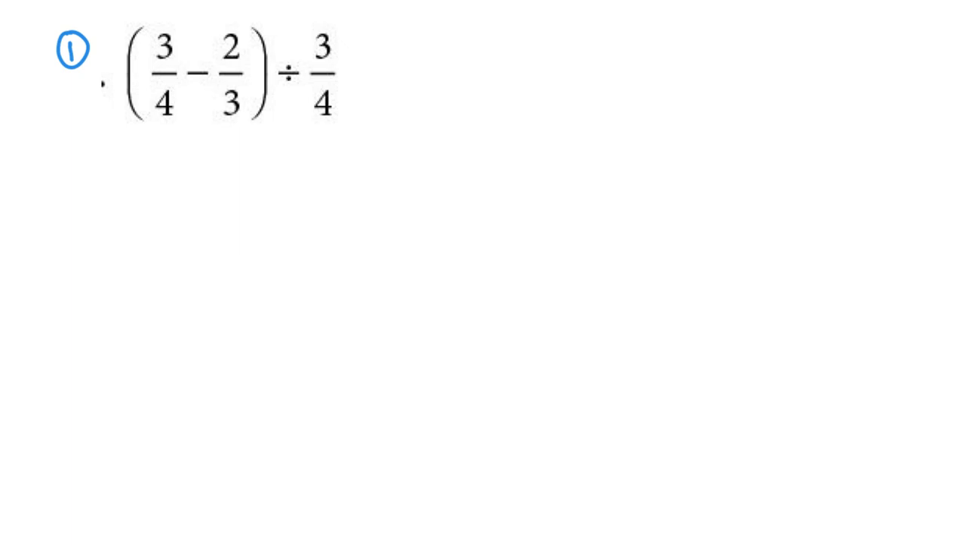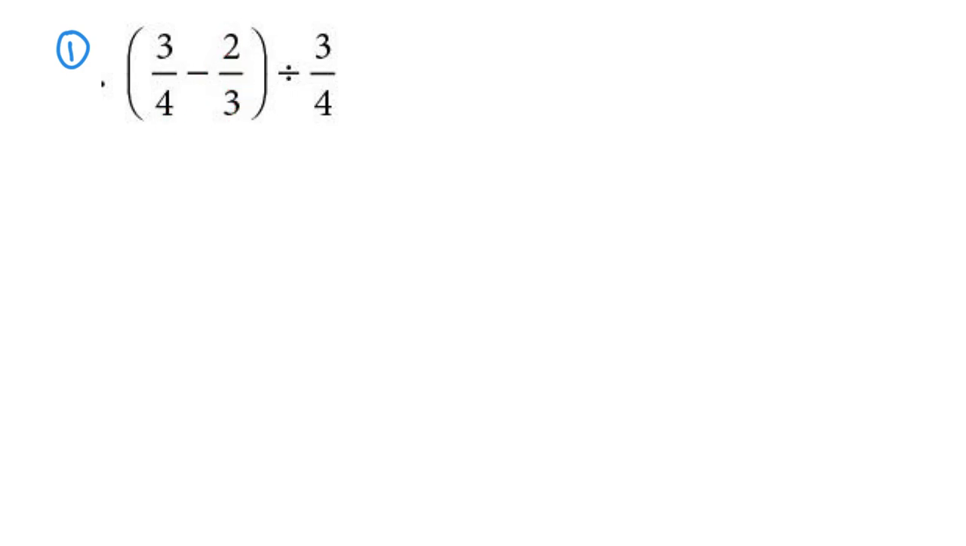Let's try this. 3 over 4 minus 2 over 3, divided by 3 over 4. So which is the first thing that you will do? The first part you will do is you will enter the brackets, and you will deal with what is within the brackets first. So we will first subtract 3 over 4 minus 2 over 3.